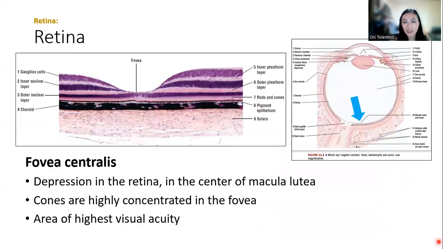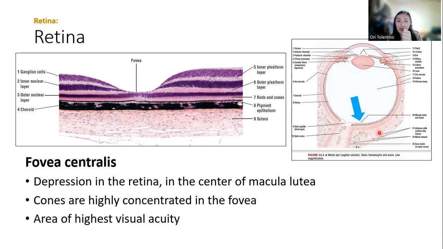Also, lastly, a part of the retina is the fovea centralis, or just the fovea. It is a depression in the retina. It can be found at the very middle of the back of the eye, of the retina, okay? It is inside the macula lutea. So the macula lutea is a small yellow spot located in the center of the posterior portion of the eye.